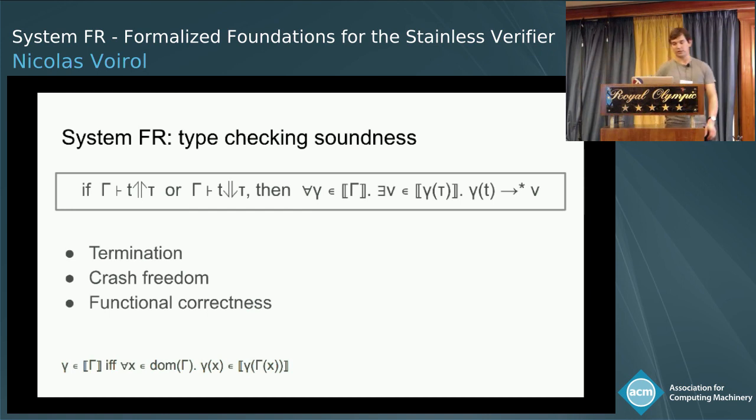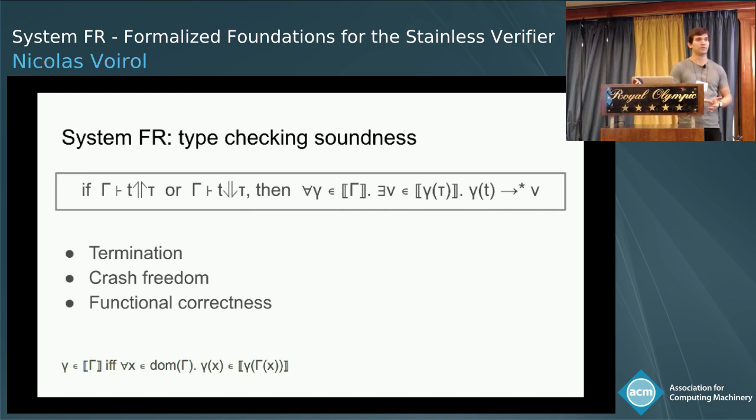So the main theorem we get out of this is: if you manage to infer some type or to check for some type, then for all substitutions that are valid with respect to your typing context, your term will evaluate to some value inside the right type. So actually this property ensures termination. So if you type check the program, it terminates.